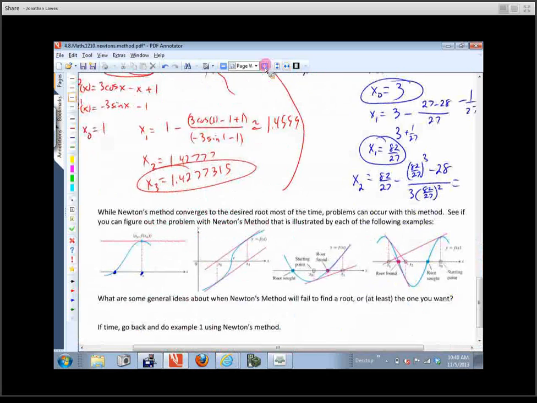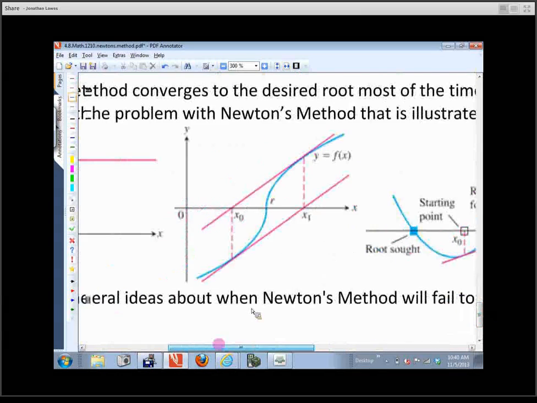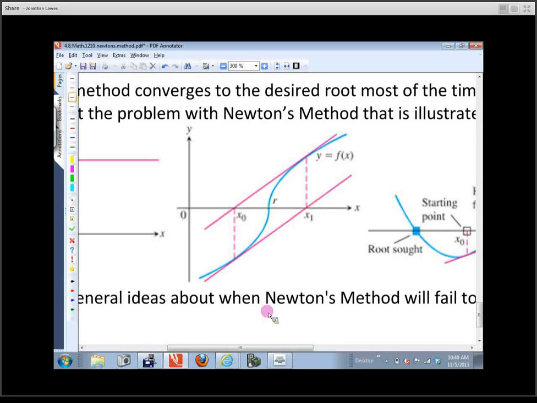This is kind of unique. Take a look at this diagram and tell me what's happening here. Not a vertical tangent.